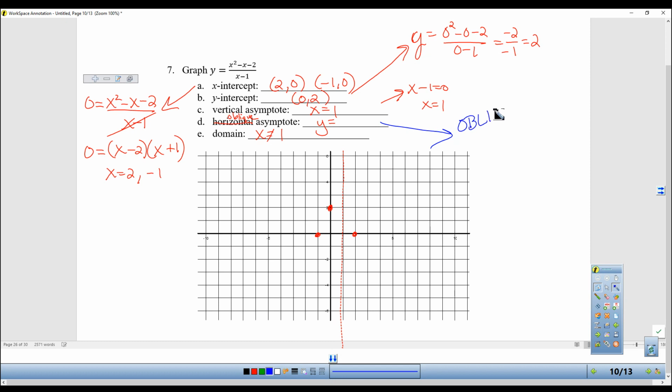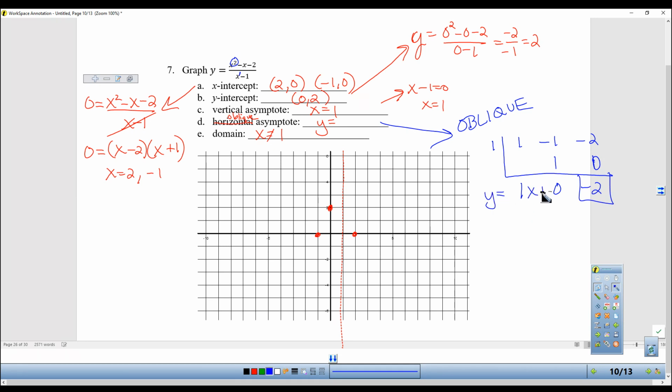How do I know that it's going to be oblique? Because the power of the numerator is higher than the power of the denominator. You're welcome to use synthetic division if you can remember that it's going to be a positive 1. And then we have 1, -1, -2. So add, multiply, add, multiply, add. This is my remainder. This is my function.